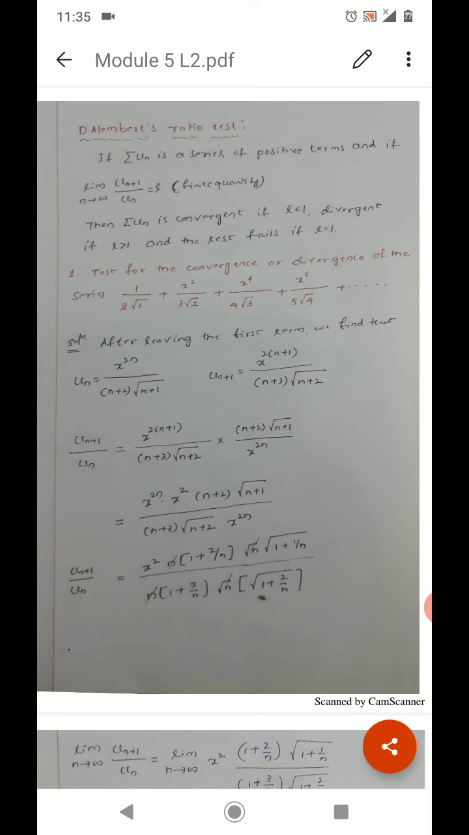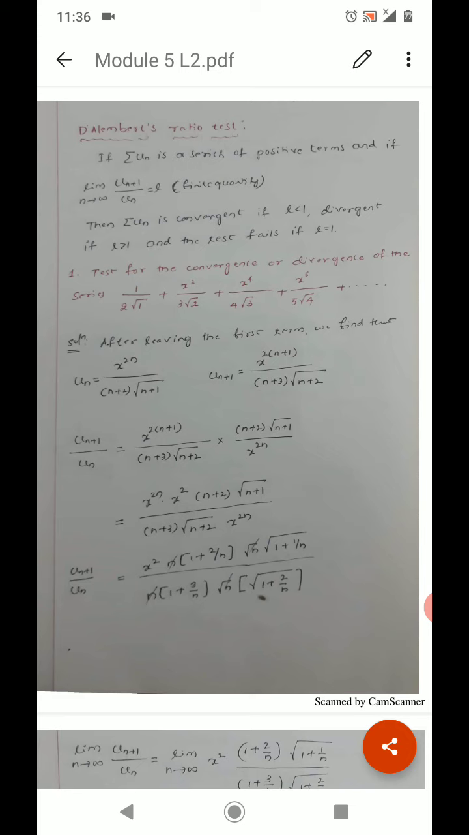If the infinite series summation un is a series of positive terms, and if limit un plus 1 divided by un as n tends to infinity is equal to L, where L is a finite quantity, then summation un is convergent if L is less than 1, divergent if L is greater than 1, and the test fails if L is equal to 1.